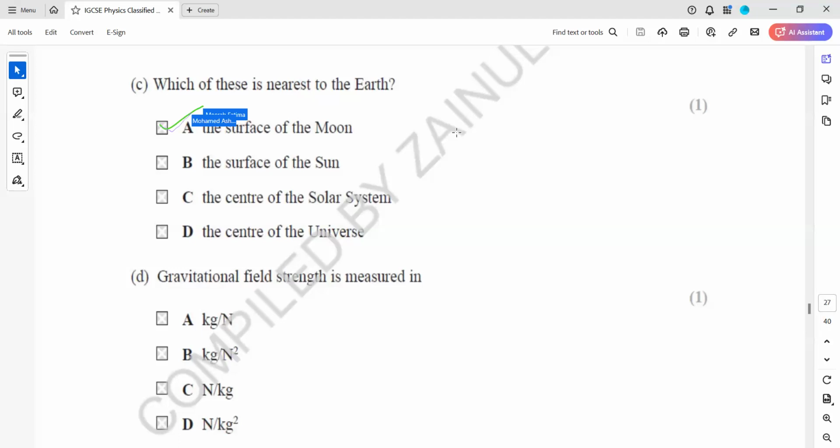So the moon is closer. Gravitational field strength is measured in what? What is the unit of gravity? Newton per kilogram. Or meter per second squared is also acceptable, because that's the acceleration due to gravity, which is also a unit of gravity.